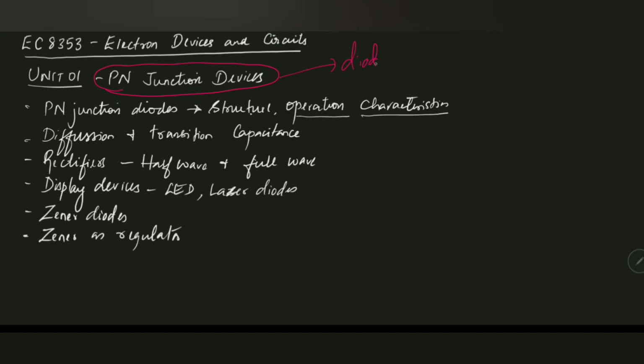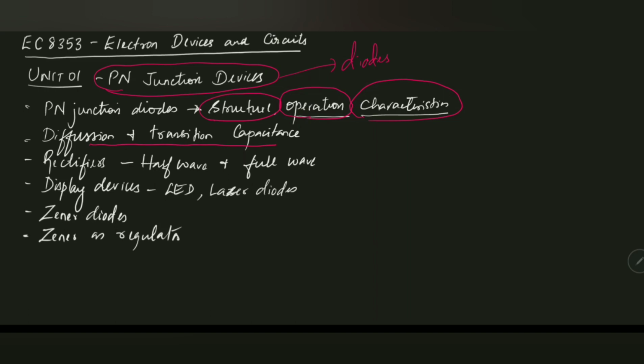We'll study more about the diodes, and for the diodes we'll start with the structure of the diode, how it is manufactured, then how the diodes operate, and then the characteristics of the diodes, followed by the internal function of the diodes. We'll have a derivation on the diffusion and the transition capacitance.